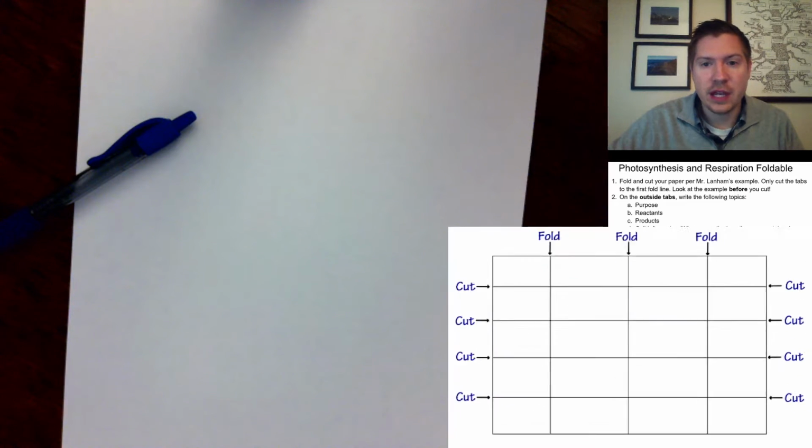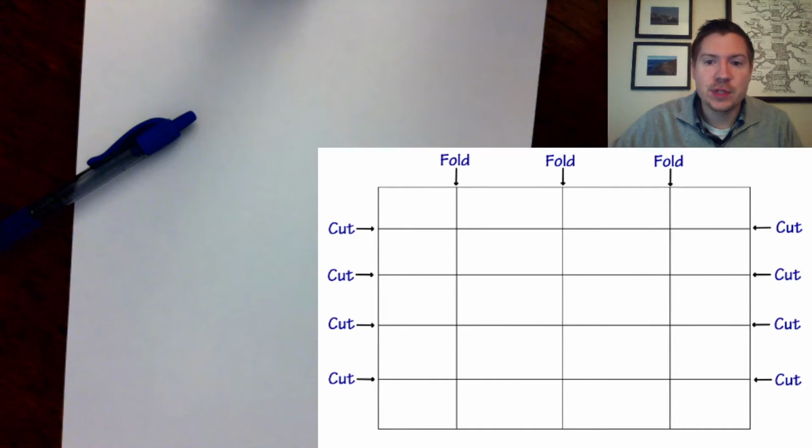Alright, so the first thing I'm going to do is take a look at my directions. So we have the cutting and folding directions here. It looks like we're going to be folding the paper 3 times and cutting it 4 times on each side.